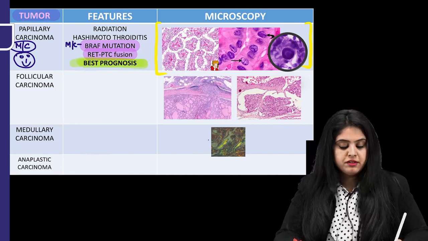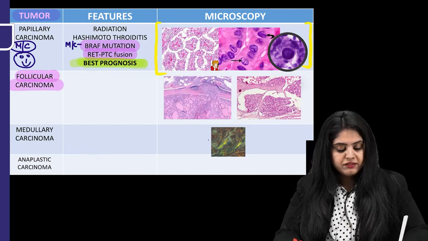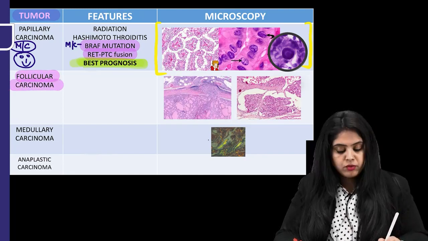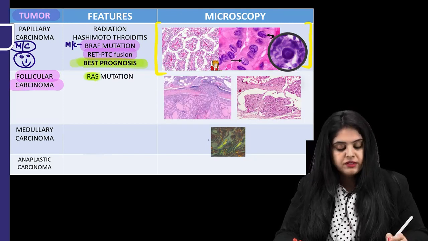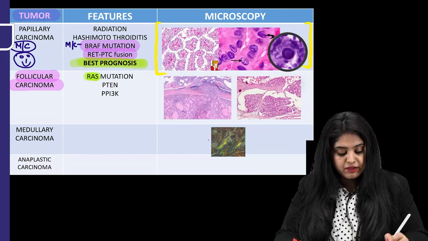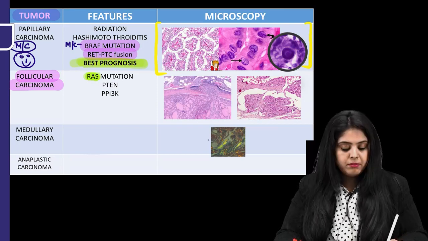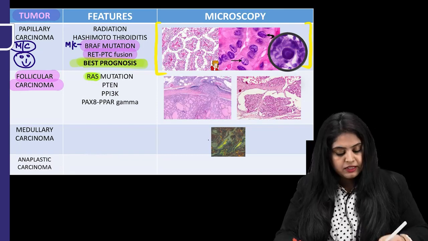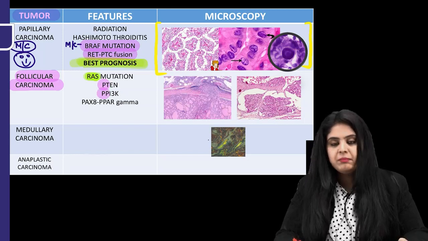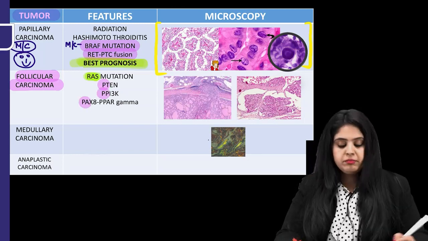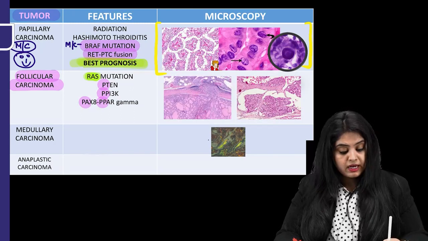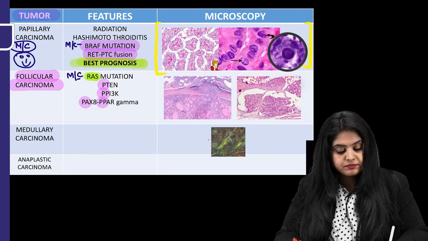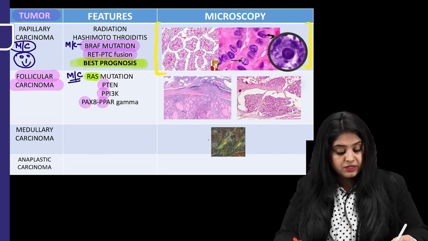Moving on to the next, follicular carcinoma. If someone asks you what is the most common mutation that you see out here, that is the RAS mutation. Most common is the RAS mutation, and one thing which is very important to know, all the PP things are going to come. It is going to show you PTEN mutation, PI3K mutation, PAX8 PPAR gamma mutation. All the PP things are going to come under follicular carcinoma. But again, if asked which is the most common, RAS mutation is the most common.